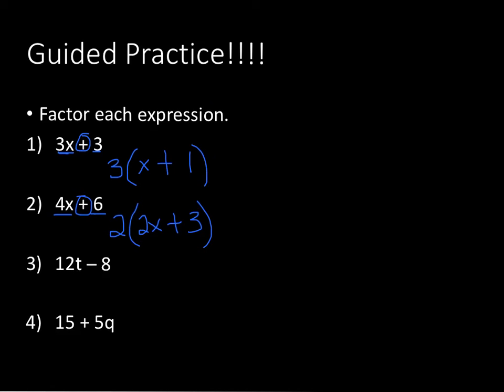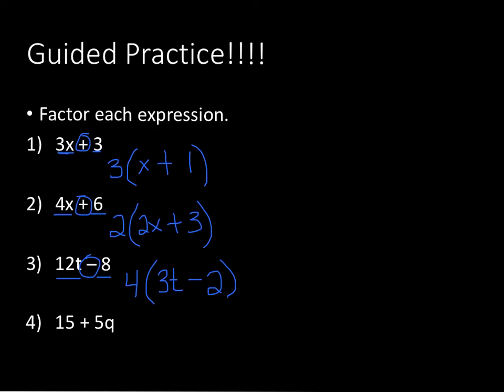All right, for number 3, I can see that they actually both have a common factor of 4. So I'm going to pull out my 4. And 4 times 3t would give me 12t, and I keep my same operation, so minus. And 4 times 2 will give me 8.